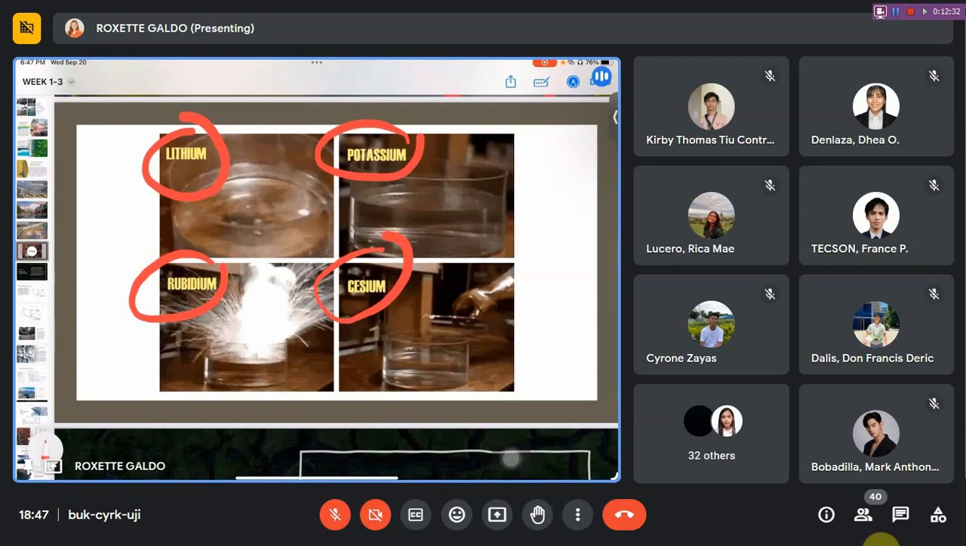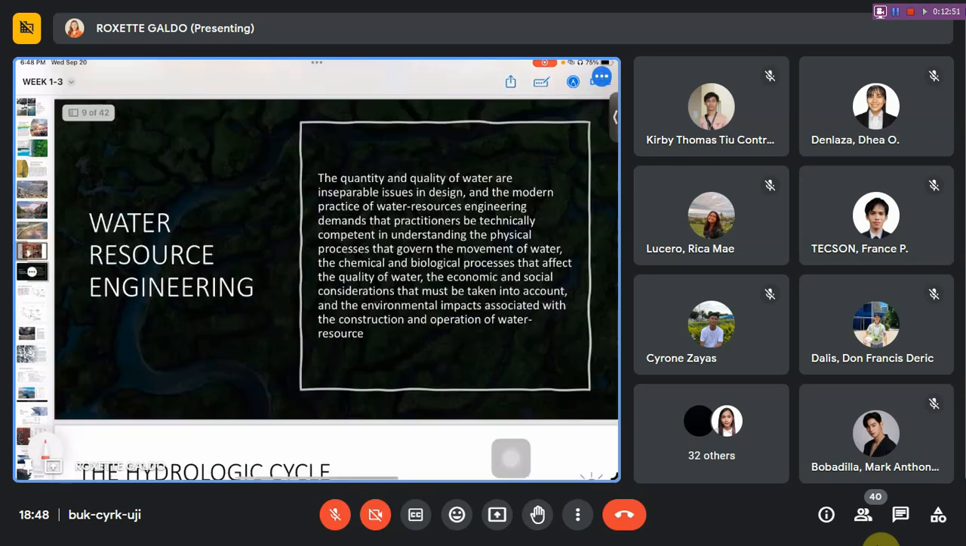So the quality of water can be subdivided into two categories, no? The water pwede siya mainom or dili siya pwede mainom. So that is the two main categories of water, no? Or two ways that we can describe the quality of the water. Okay. So the quantity and the quality of water are inseparable issues in design. Okay, we have the quantity and the quality.